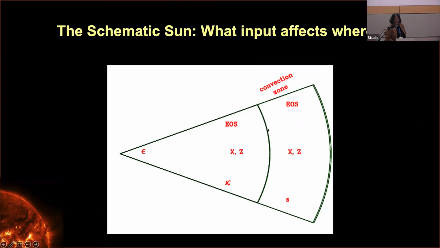We know from seismology this demarcation is at 0.713 plus or minus 0.001 solar radii. Very precise. So if you claim your model is good, you'd better be able to reproduce that without tuning. And the radiative zone, of course, has the opacities play a big role.